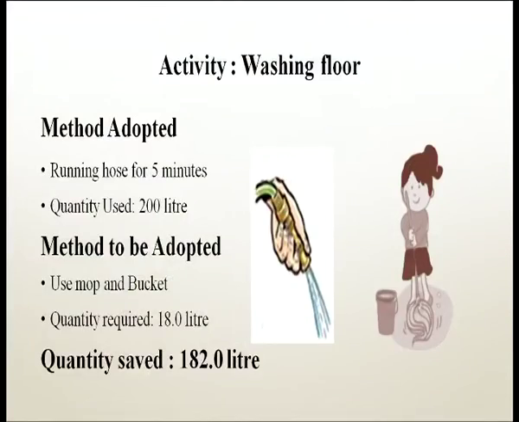Next is washing floor. Method adopted: running hose for 5 minutes. Quantity used 200 liters. Method to be adopted: use mop and bucket. Quantity required 18 liters. Quantity saved 182 liters.